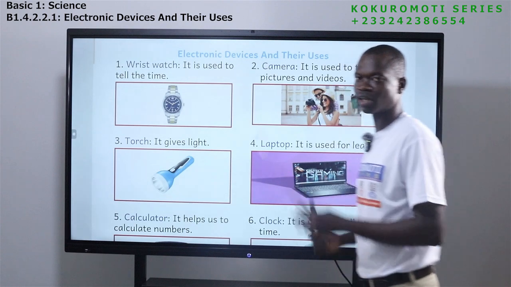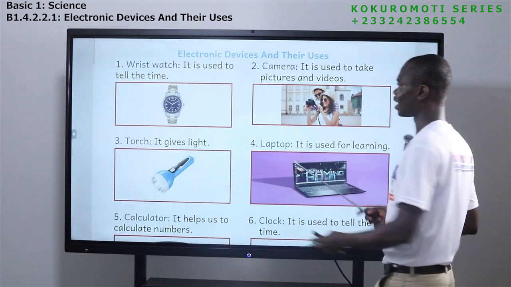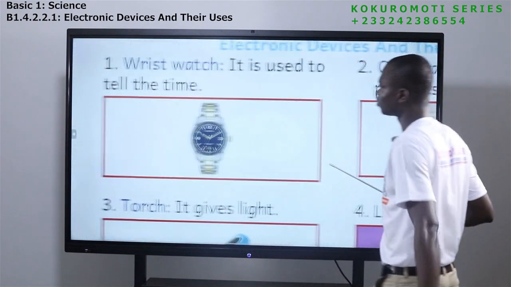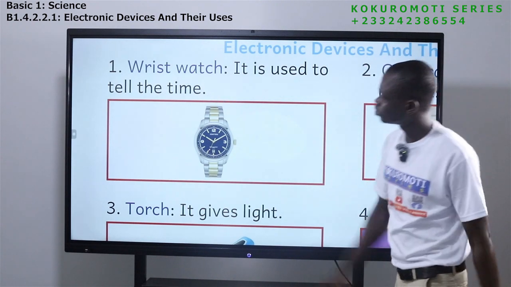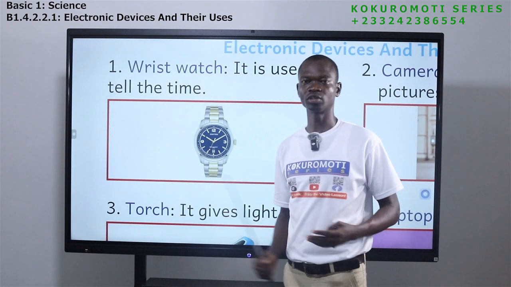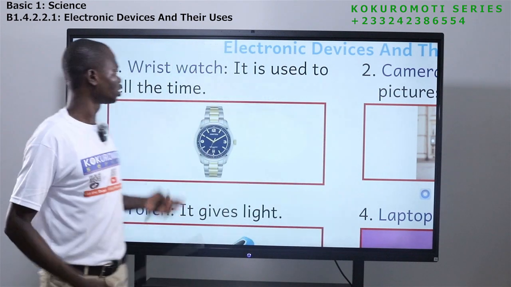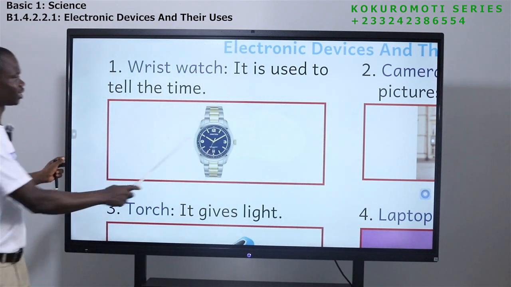Now let's continue. Electronic devices and their uses. We are going to look at them one after the other and tell what they are used for. Now look at this. Wristwatch. It is used to tell the time. If you want to tell the time, you need a watch, and we use a wristwatch to tell the time.